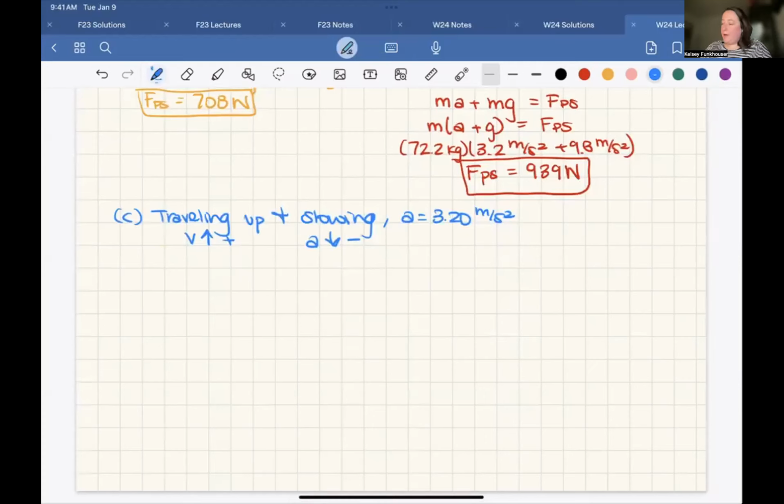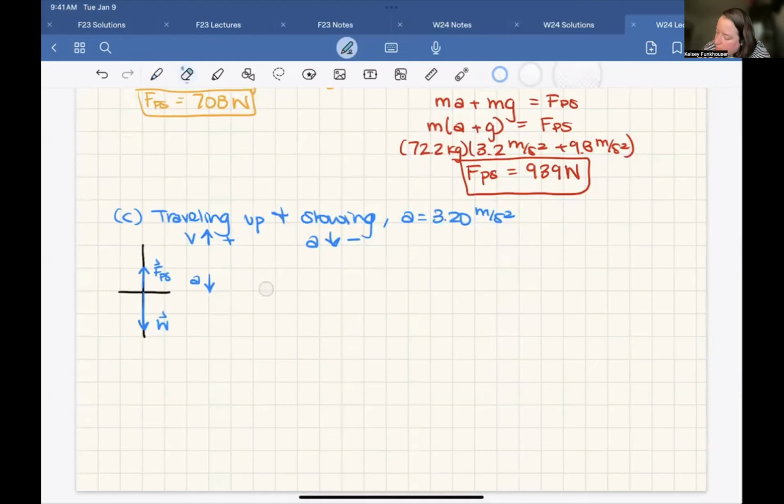So we have to draw this free body diagram. Okay. So this time our acceleration is pointing down. So our net force also needs to point down. So that means the downward vector should be bigger. So we have the weight force, and then we have the force on the passenger from the scale. And that is smaller than the weight force.